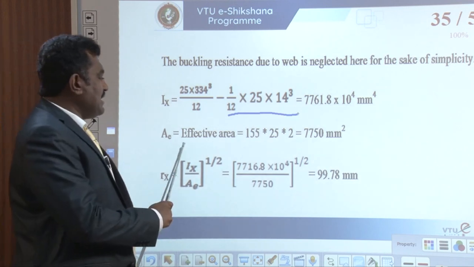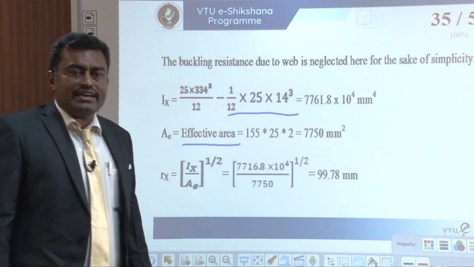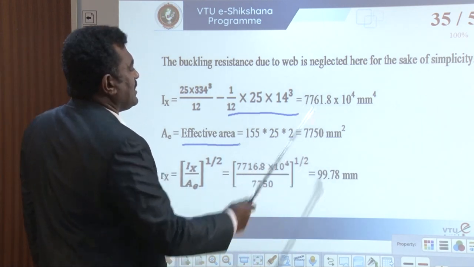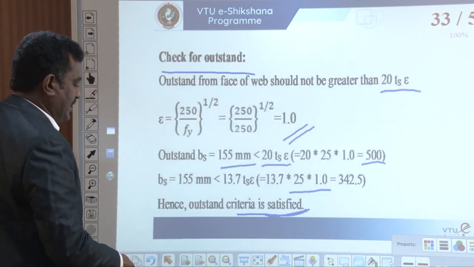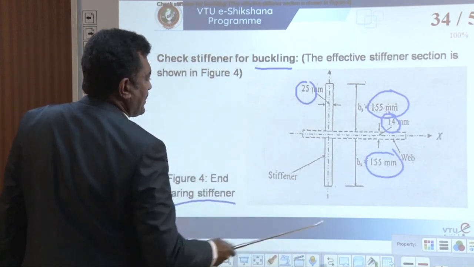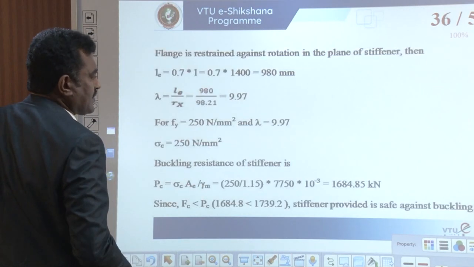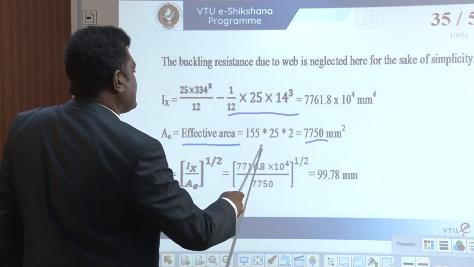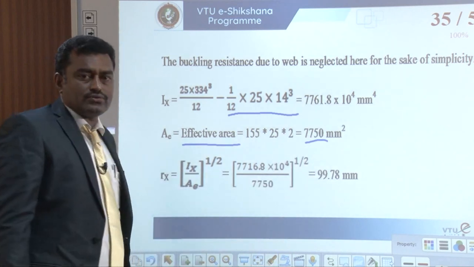Ae, that is the effective area. How to calculate the effective area: 155, that is the bearing area, and 25 into 2 times. That gives 155 into 25, thickness of web is 25. Coming to this, 2 times, we have taken the stiffener as 7750 mm square.